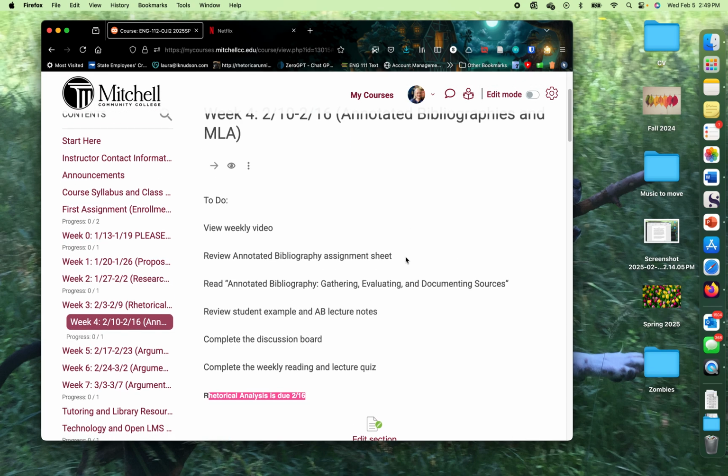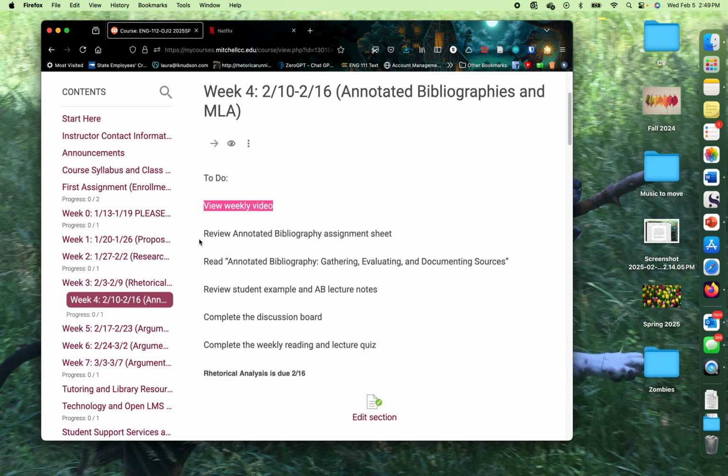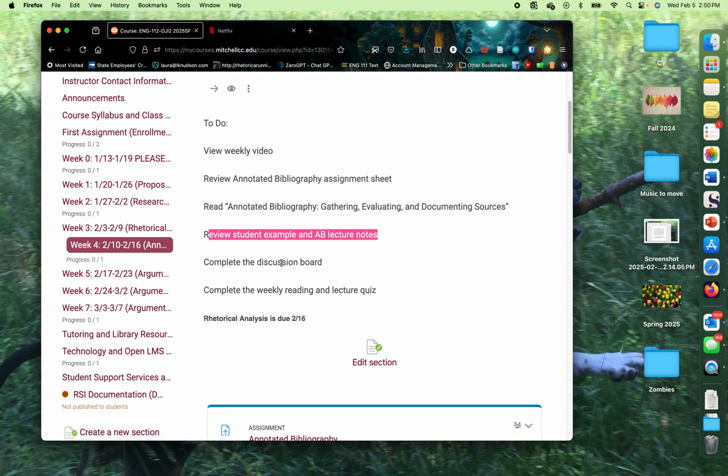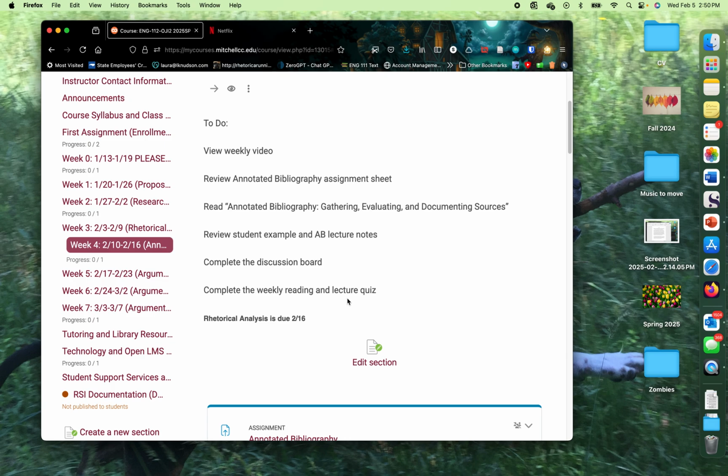Let's run through your to-do list. The first thing is to do what you're doing right this very second: watch the video for today. The next thing that we're going to do is go over that annotated bibliography assignment sheet. You'll need to read the PDF related to gathering sources and documenting them. That PDF is located below. There's a student example and some lecture notes that we're going to go through together in this video. Then there's a discussion board for you to complete, and a quiz over the weekly reading and what we talk about here. And that should just about do it for what you need to do this week.